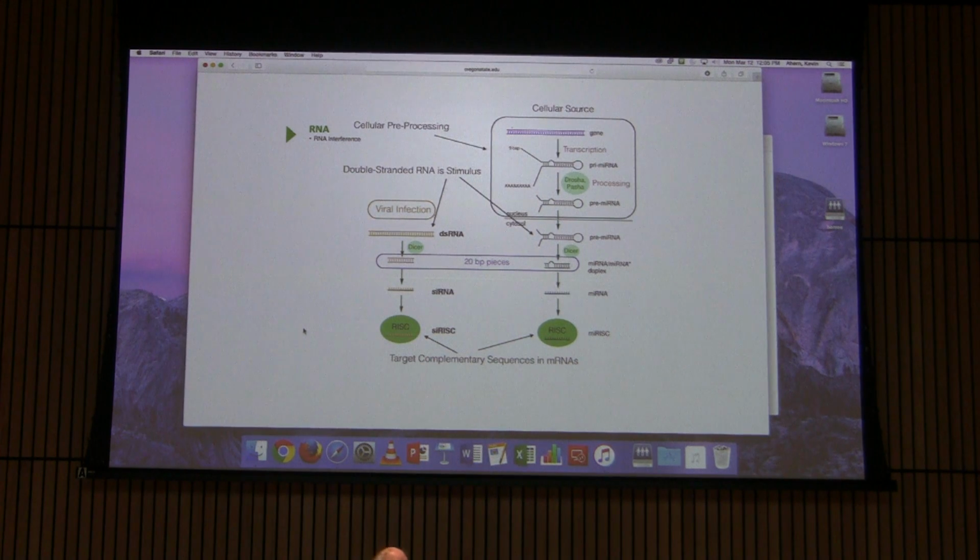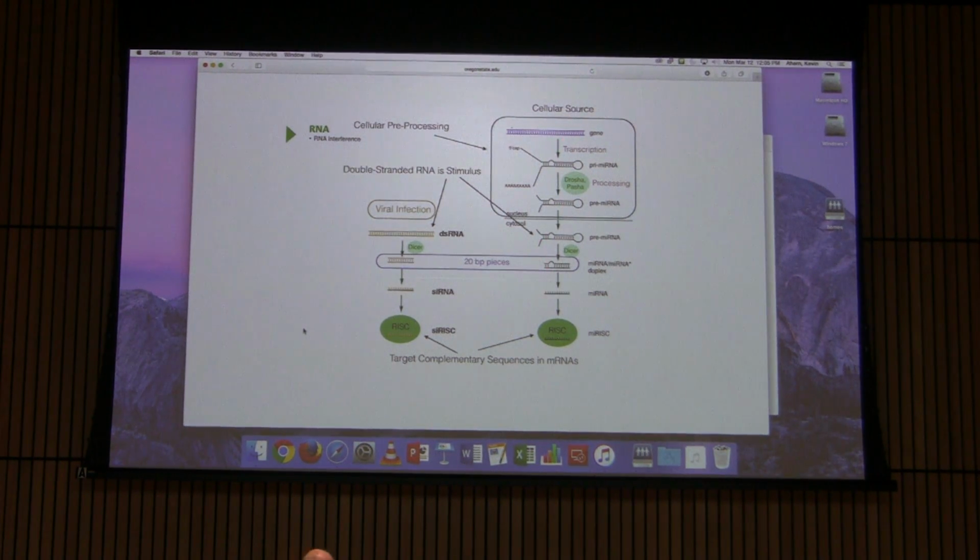So if a cell has too much RNA, it might be nice for the cell to have a way to reduce that amount of RNA very specifically, and it turns out that this mechanism provides that. So over evolutionary time, cells evolved sequences within them that, when synthesized, could make an RNA that was partly self-complementary.